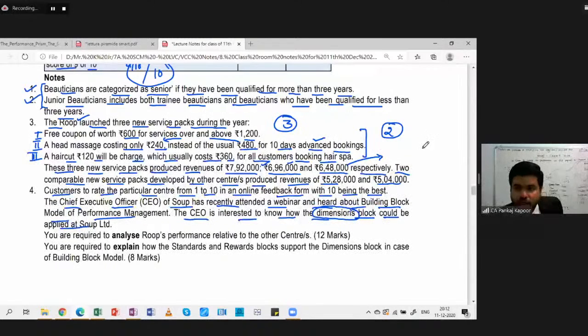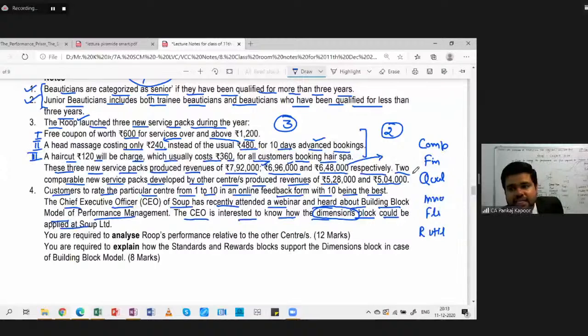comprises 6 things. What are the 6 things? Competitiveness, financial performance, quality, innovation, flexibility, and last but not least, resource utilization. So they need to check how you are performing on these 6 points, whether good or bad in these 6 elements. But read the requirement, don't judge from here only. You are required to analyze Roop's performance relative to the other center. So this is exactly the same, and each dimension will be for 2 marks, obviously.